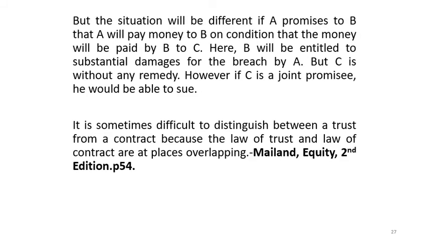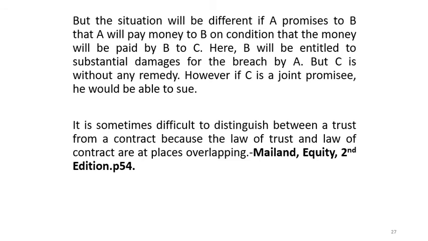But the situation will be different if A promises to B that A will pay the money to B on the condition that the money will be paid by B to C. Now earlier one, A promises to B, I will pay the money to C. But here not like that. A promises to B that I will pay the money to you, B, on the condition that that should be paid to C. Here, B will be entitled to the substantial damages for the breach of contract by A. But C is without remedy. However, if C is a joint promisee, then he will be able to sue against A.